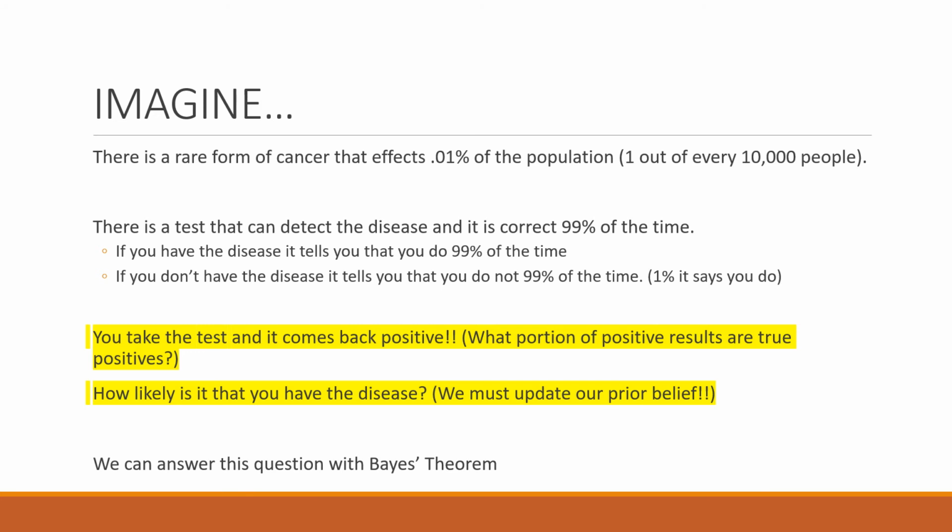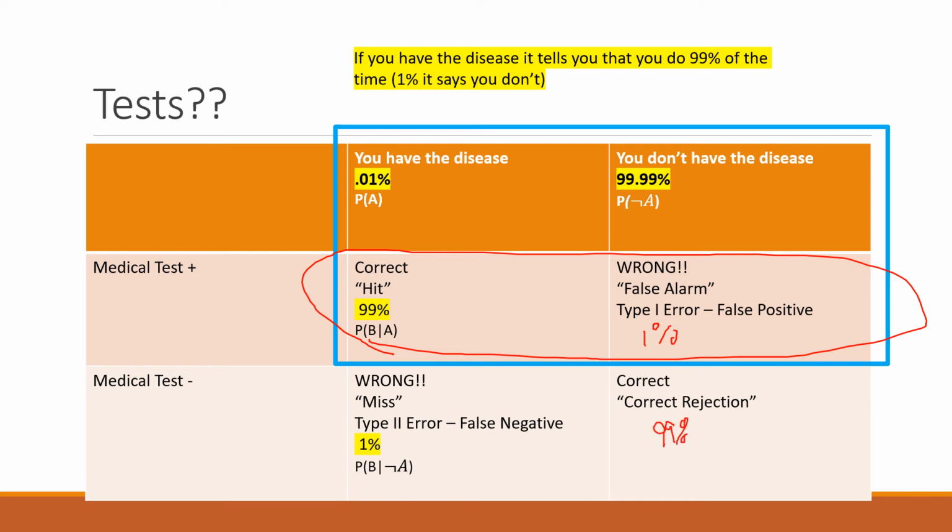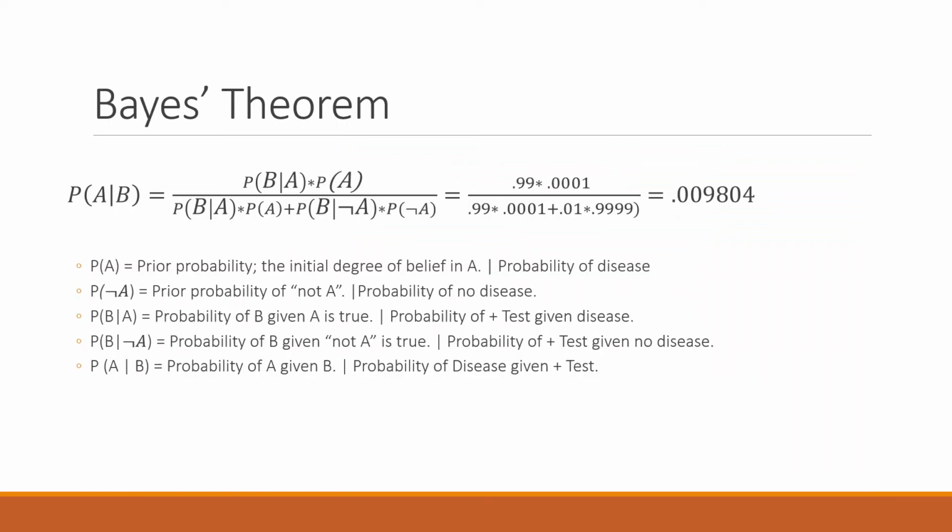We can answer this with Bayes' theorem. If you have the disease, the test tells you that you do 99% of the time and 1% of the time it doesn't. So here we are. We know that I've gotten a positive test, and I'm trying to figure out where I am. Am I here or am I here? Remember that this was 1% of the time, and this was a correct rejection 99% of the time. I know I've got a positive test. Where am I here? I can use the information in this chart to figure this out.